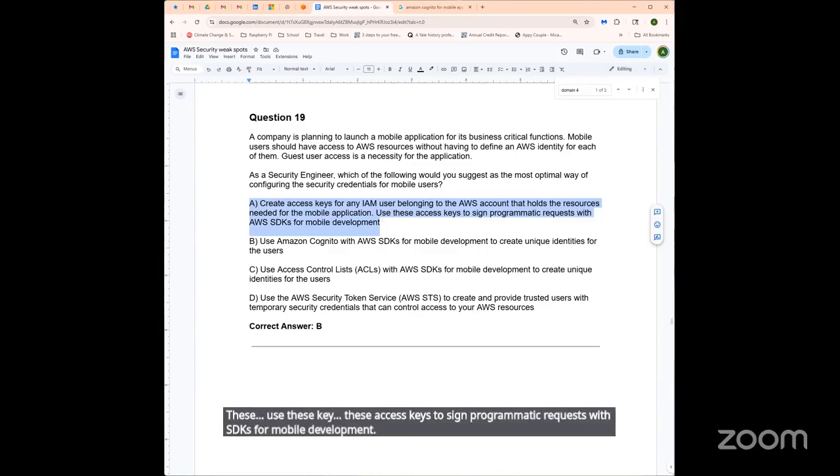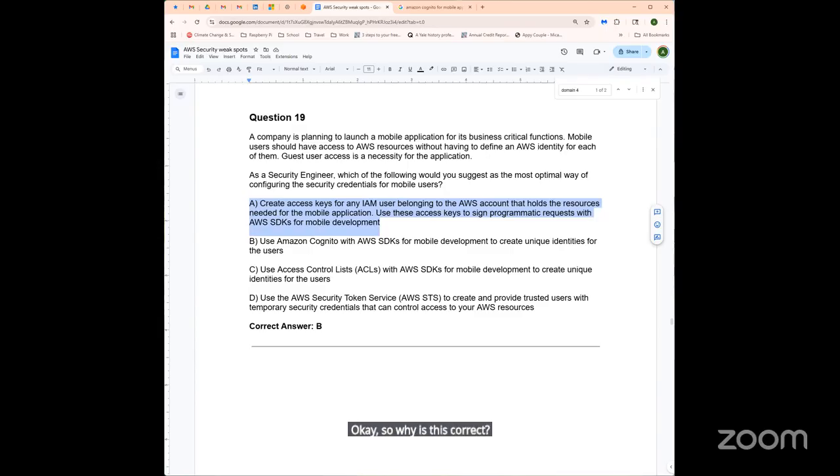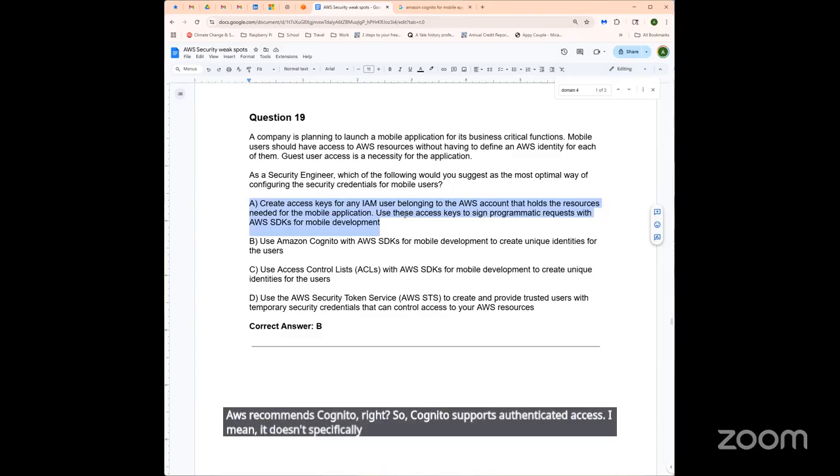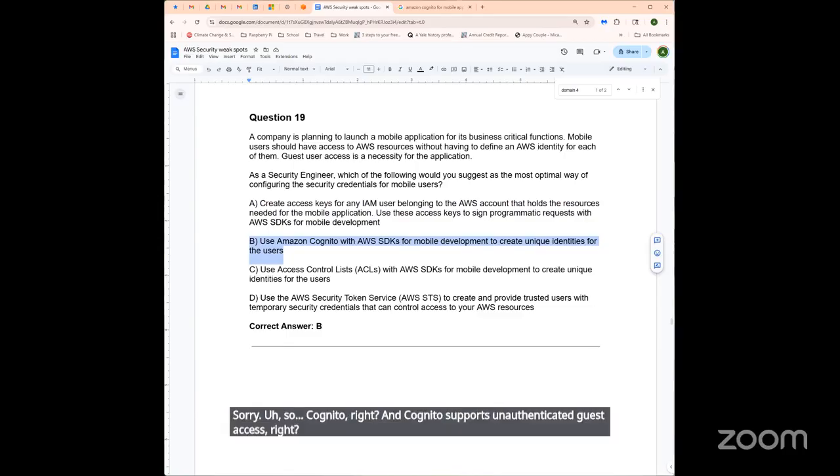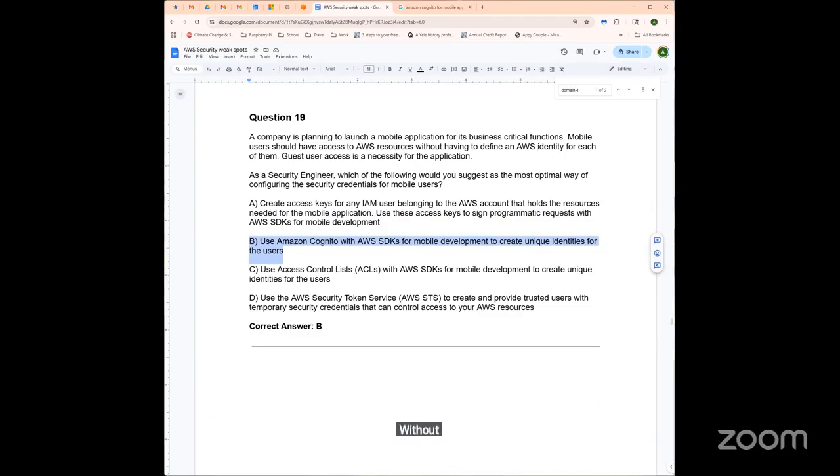Okay, so why is this correct? For mobile applications, AWS recommends Cognito, right? Cognito supports unauthenticated guest access, right? So federated identity management, and it provides temporary AWS credentials without embedding long-term credentials in the mobile applications.